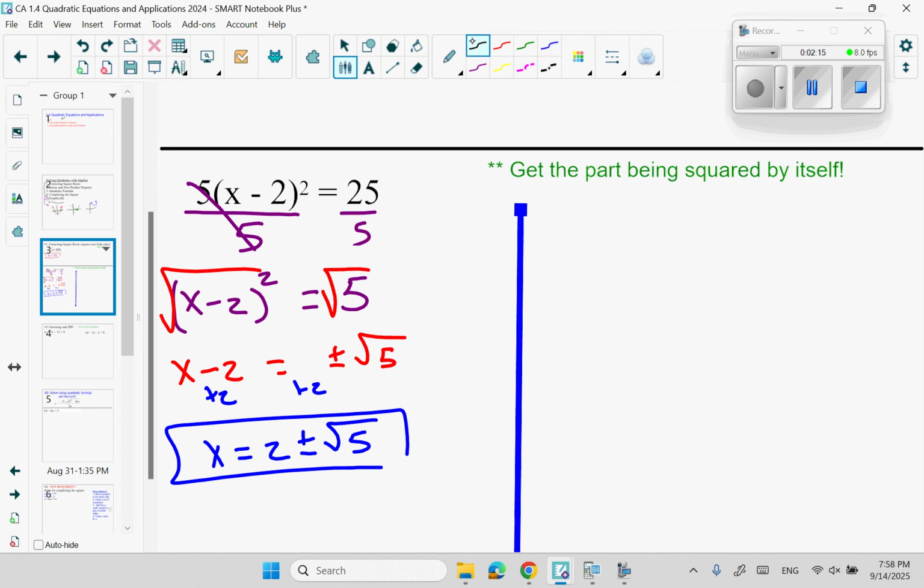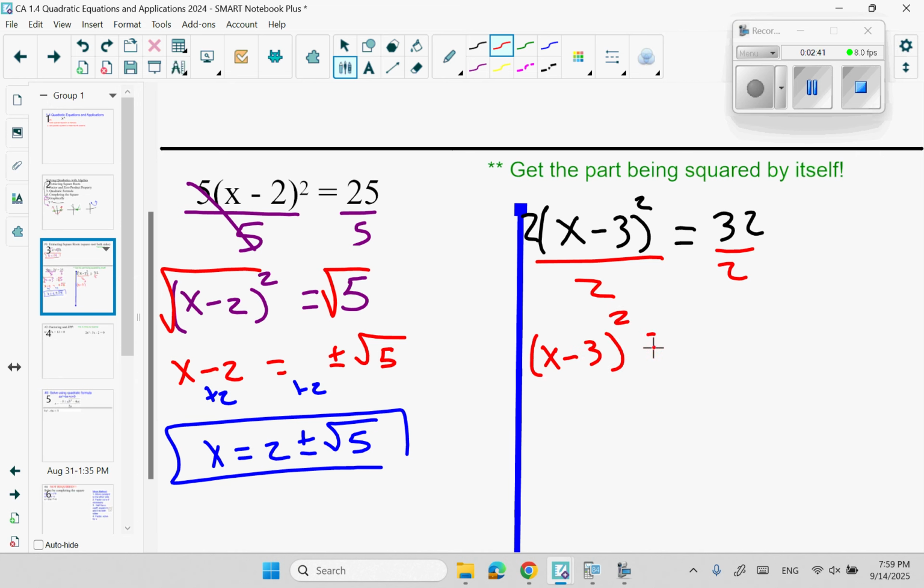Now, what if we had something that does have a perfect square that works out nicely? For example, let's do 2 times x minus 3 quantity squared equals 32. Well, first we would divide by 2, just like we divided by the 5 earlier, and we get x minus 3 squared equals 32 divided by 2, which would be 16. As we talked about earlier, 16 does have a perfect square root. It'd be 4 and negative 4. So x minus 3 equals plus and minus 4.